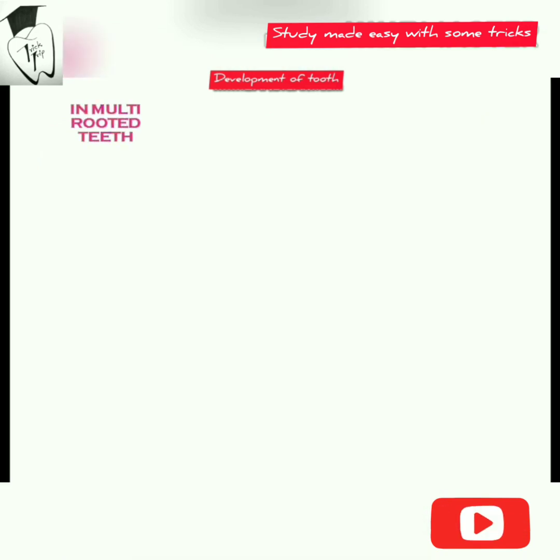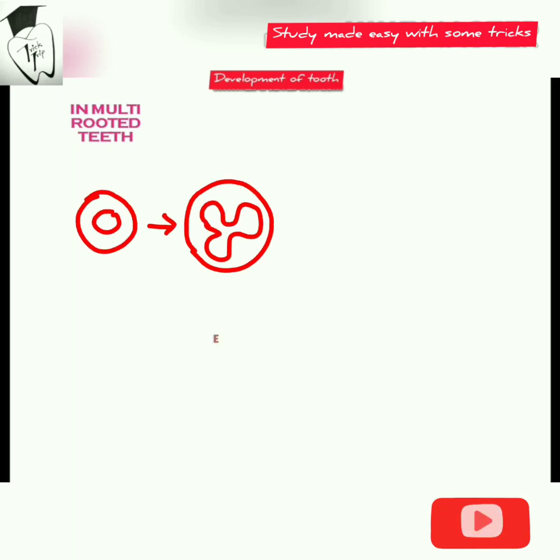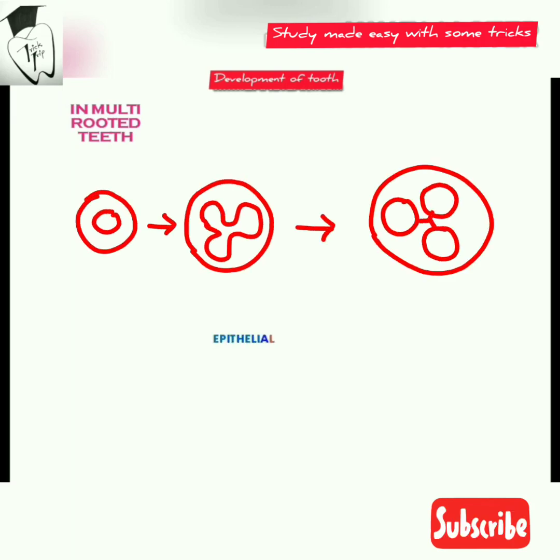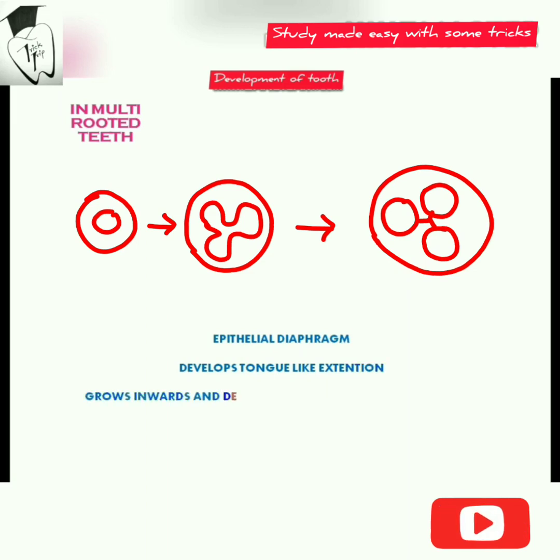And in multi-rooted teeth, the epithelial diaphragm develops tongue-like extensions which grow inwards and divide the root trunk into 2 or 3 hollow parts which will form the roots. So now we have discussed how the root formation occurs. And this was all about the early and advanced bell stage.